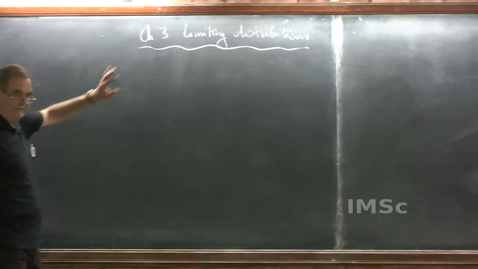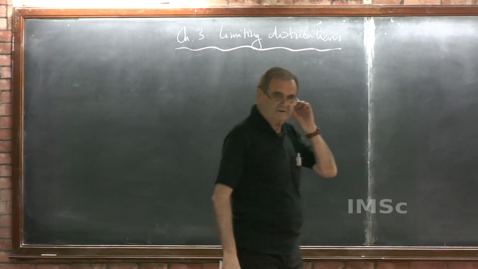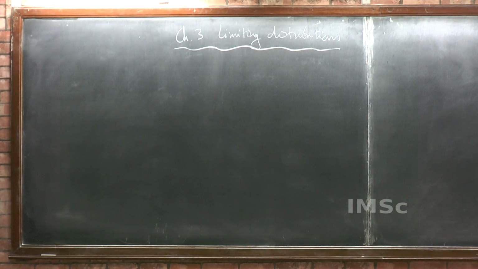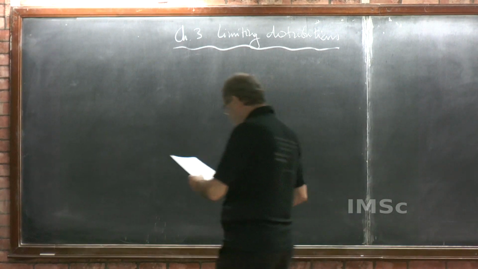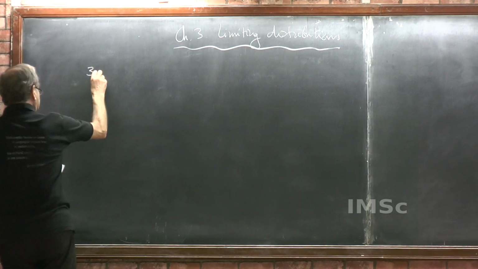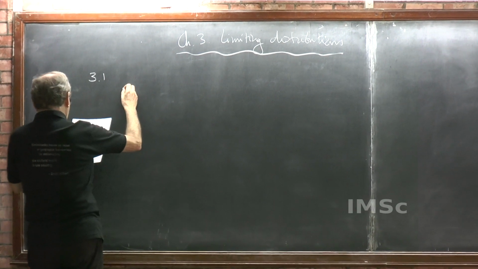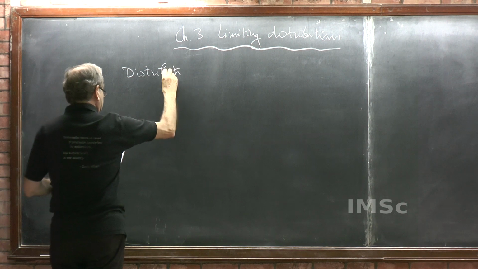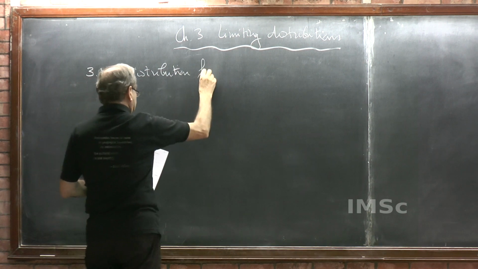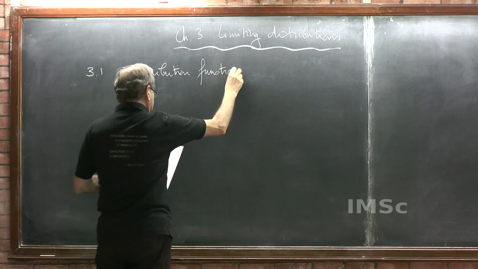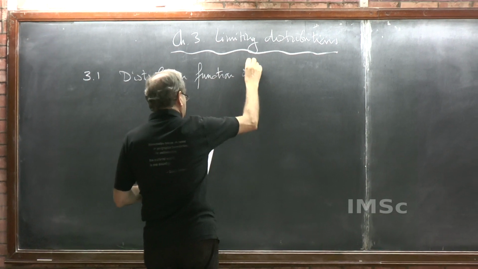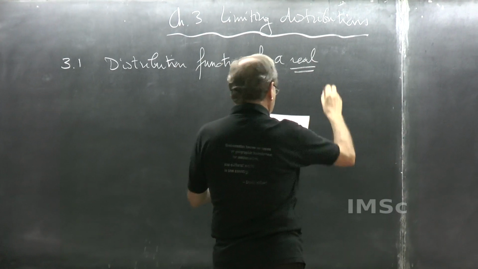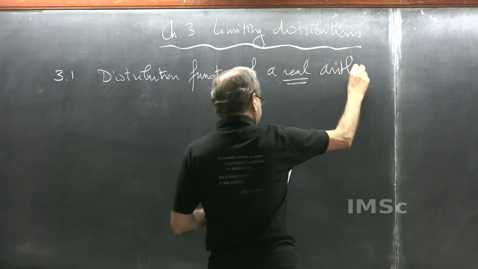We look at this question of a limiting distribution for arithmetic functions, and then we'll start additive business. Okay? So 3.1 is the distribution function of a real, so now we are definitely looking only at real arithmetic functions.